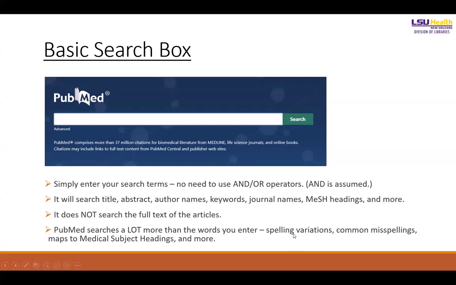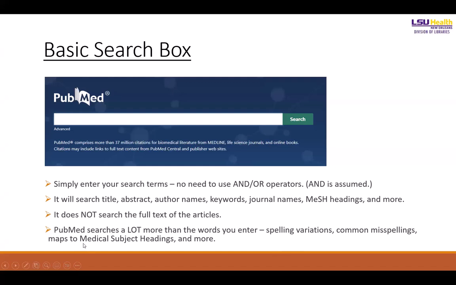It will look for spelling variations. So if it's orthopedics or pediatrics, there's British and American spellings. It will automatically look for both, so you don't have to worry about that. It will also look for common misspellings, whatever those might be as identified by the database. And it also maps to medical subject headings.